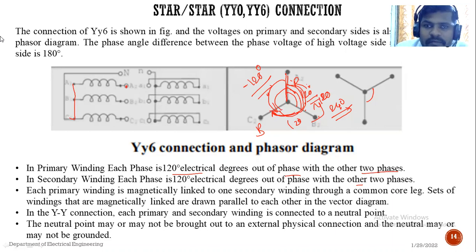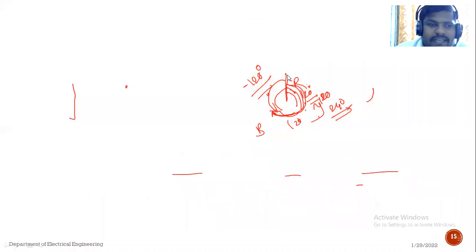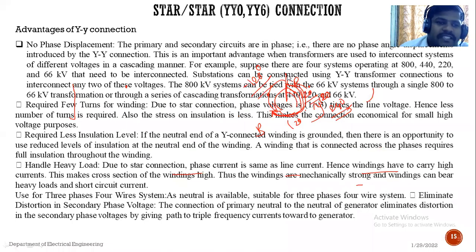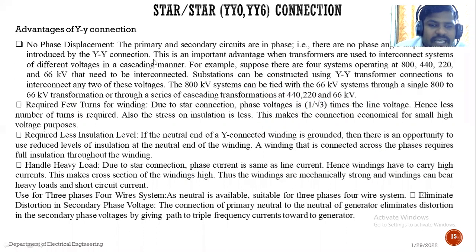Now we will discuss regarding advantages and disadvantages of this star star connection. So advantages of star star connection. Star star connection चे advantages. Okay, see the advantages of star star connection. In case of star star connection, the first advantage is that there is no phase displacement in star star zero connection.